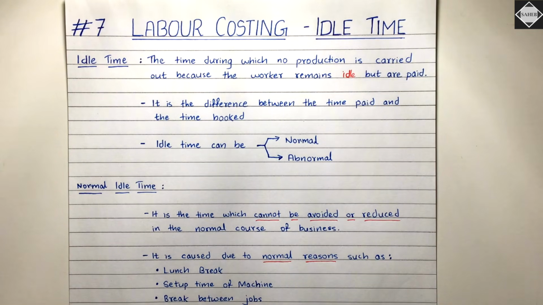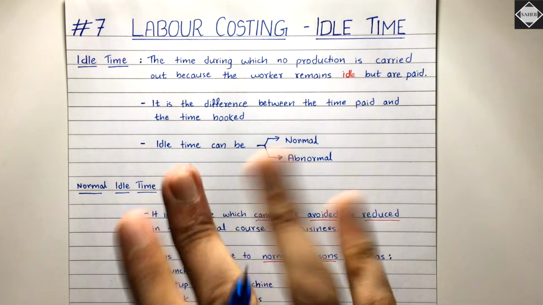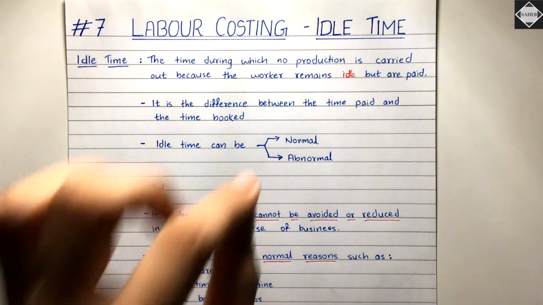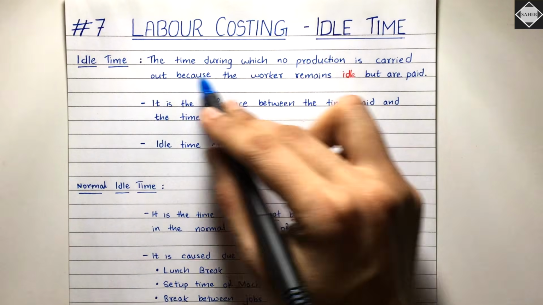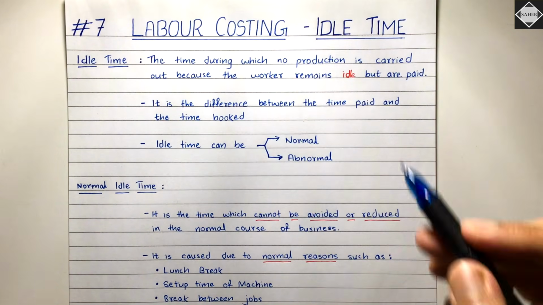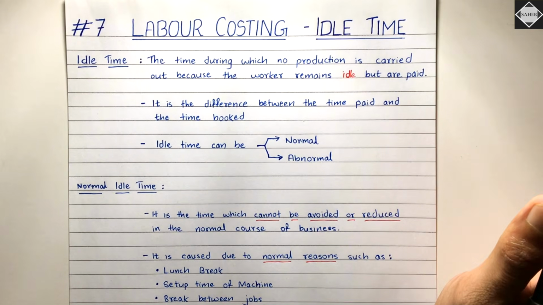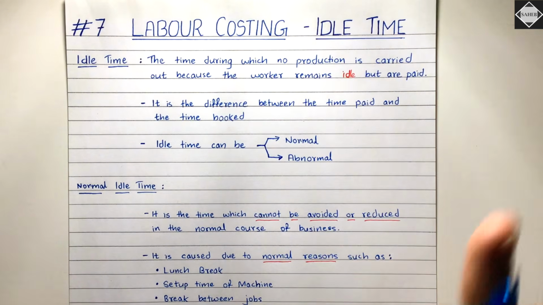1 hour is wasted. Normally it is wasted. There is no production happening in that 1 hour. Nothing is happening. No benefit to the company. But the company is paying 800 rupees per day, 100 rupees per hour. So for that 1 hour also the workers got paid. You have to understand this. Idle time is the time during which no production is carried out because the worker remains idle, and the worker is getting paid. Is it clear? So do you understand the concept now of idle time?